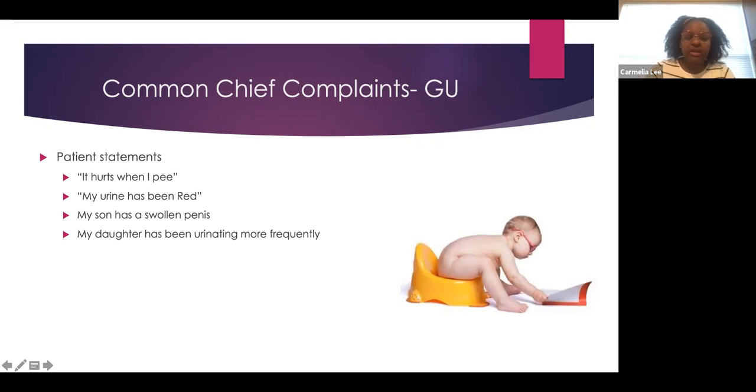Another statement you may get is, my urine has been red, or my pee has been red, or when I go pee pee, it looks like blood. Again, developmentally specific, or it could be the parent saying, I see blood. In all of these statements you hear, this would be what your chief complaint is. Why are they there? Another one you may have, a parent may come in and say, my son has a swollen penis, or the tip of his penis is swollen. Or a younger adolescent may say, my penis is swollen. So that's also something you may encounter.